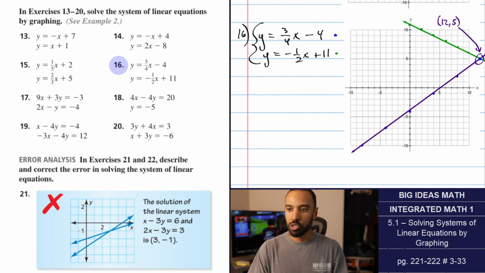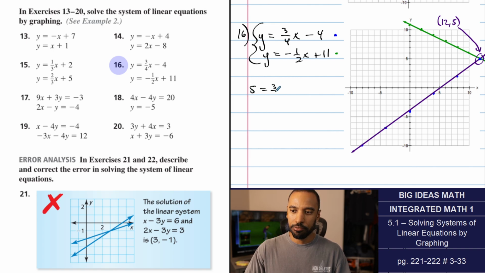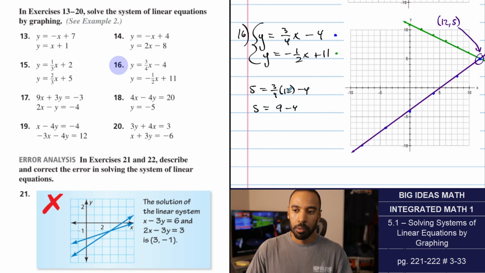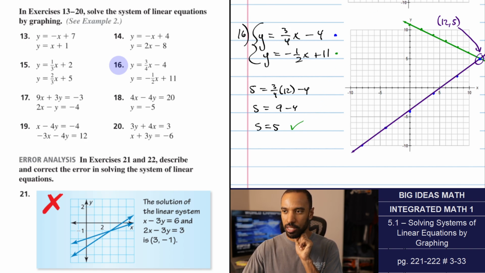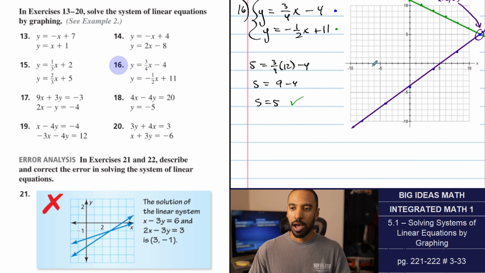Now, this is what I also might want to write down because that is fractions. So 5 equals 3/4 of 12 minus 4. 3/4 of 12, you might know, is just 9. But 12 divided by 4 is 3. 3 times 3 is 9. And 5 equals 5. That one actually checks out. So that one's good. I'm imagining the other one should be good, but we'll make sure.